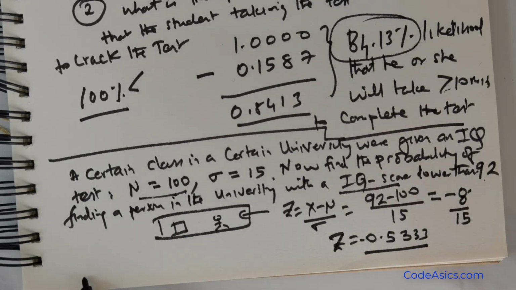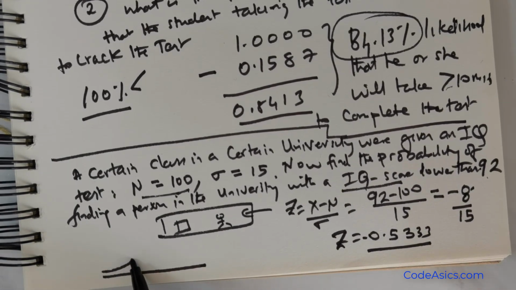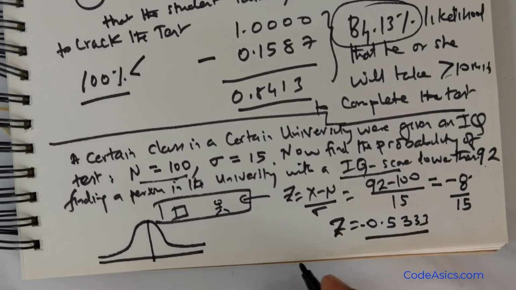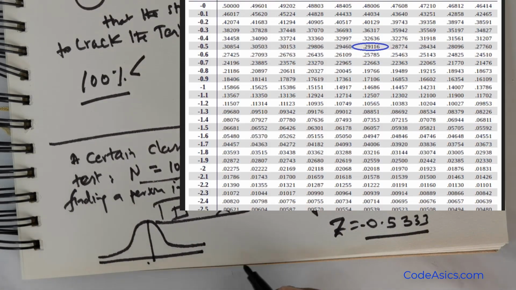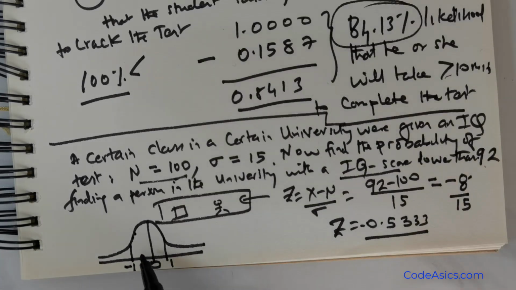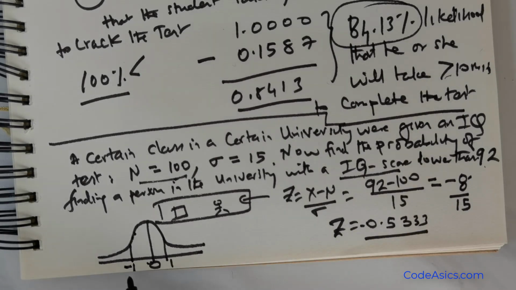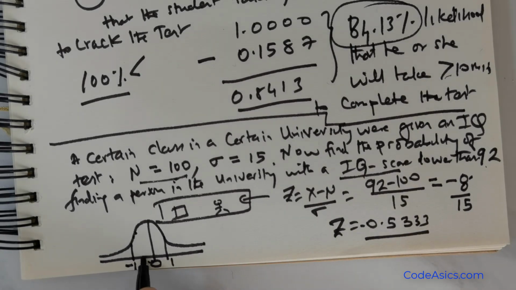Now, visually, you are actually looking at a bell-shaped curve. This is the mean. The mean is 100, right? And if you are writing it in z-score, this is going to be 0. This is going to be positive side. This is going to be negative side. Right? This is positive 1 sigma, and this is negative 1 sigma. Now, the z-score that we have got is lying over here. It's 0.53. So 0.53 is somewhere over here.